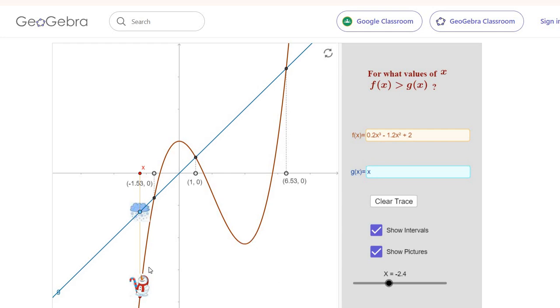But how do we do this? Well, this thing, instead of rain, it's snow. And the question is, for what values of x is f of x greater than g of x? What you want to do is find the x values where the red function is above. We're comparing the y values here, where is the red function above the x function.